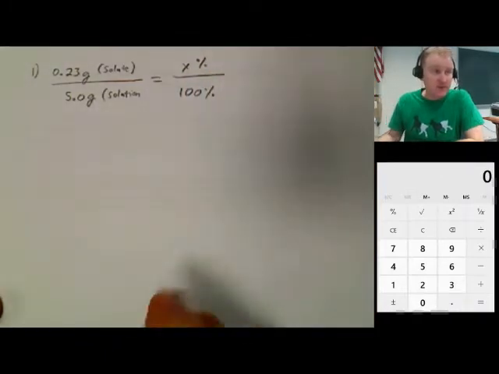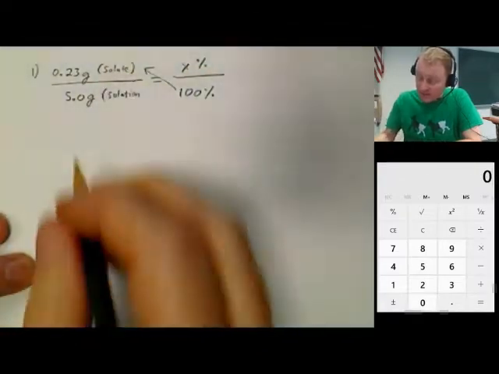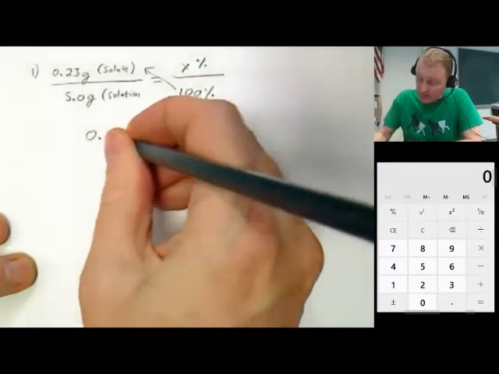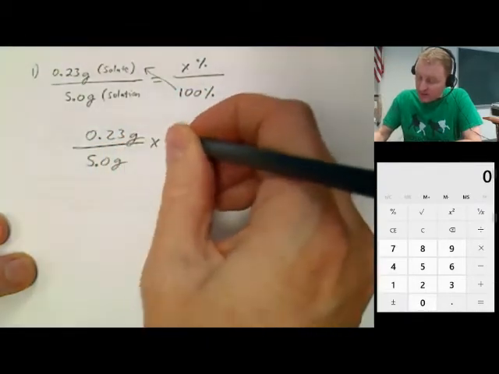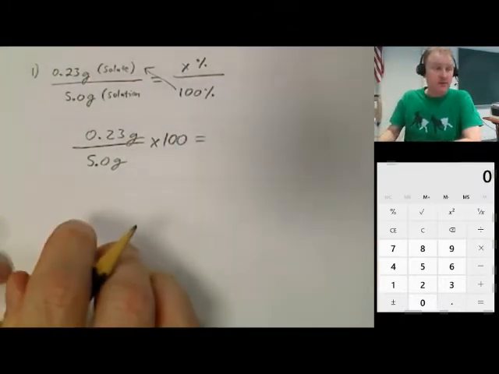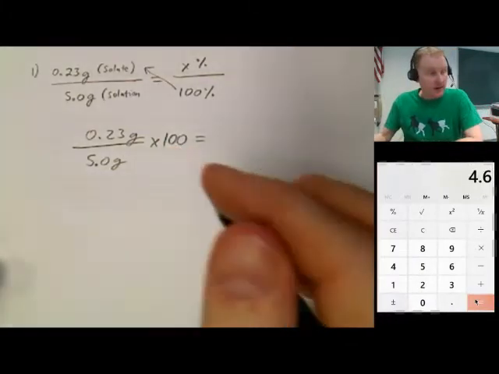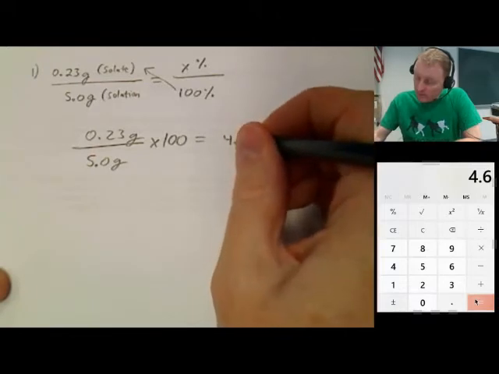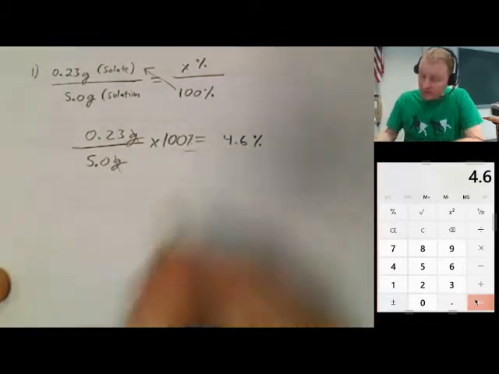So I'm going to set it up this way for the first time here, but if we cross multiply, I'm just going to bring that 100 over here. So it would say 0.23 grams over 5.0 grams times 100 equals, so let's try that out real quick. 0.23 divided by 5 times 100 equals, and I have got 4.6%. By the way, it's a percent there. Grams cancel. We're in percentage. Okay?